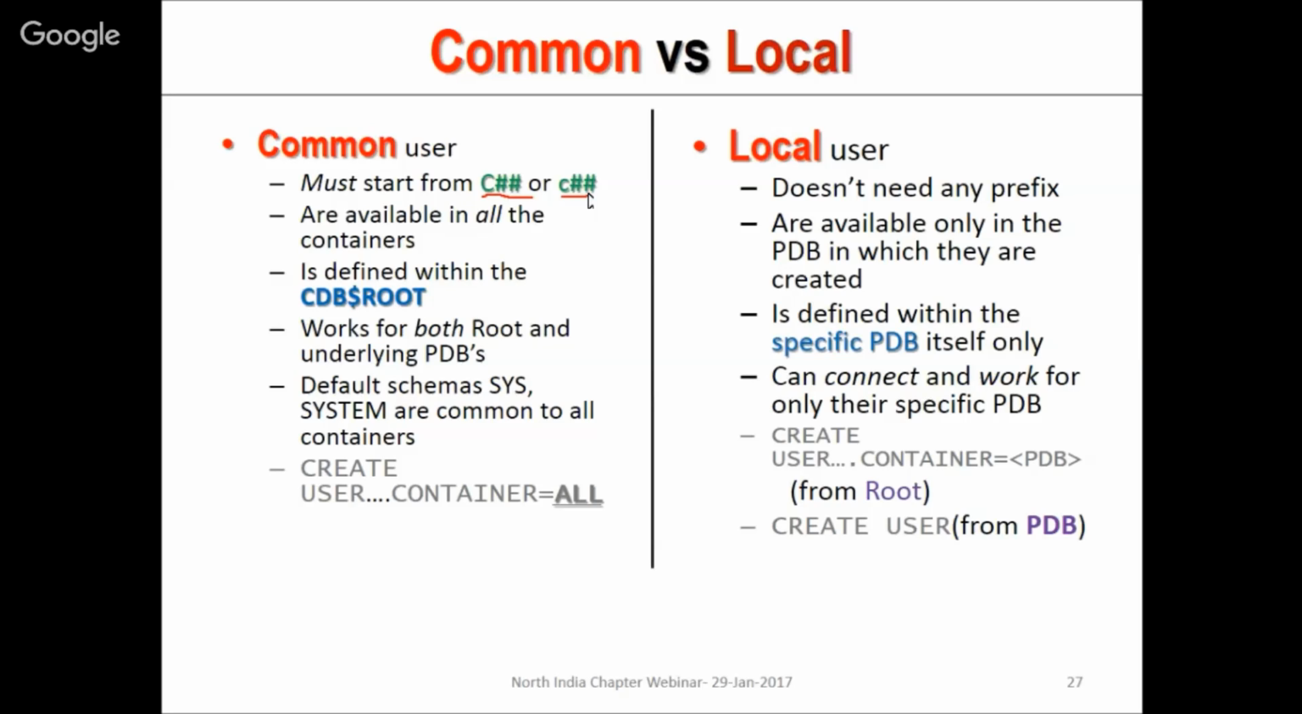If you don't really want to put this kind of prefix in your username, you definitely can change that internal parameter, which I would not mention over here, because that is going to create quite a lot of confusion, and you'll not be able to distinguish whether your user is a common user or a local user. Common users must be created in the root account, which basically means they will be available to you in the root container. And of course, being available in the root container, they will work in the root container plus in all the PDBs inside that container as well.